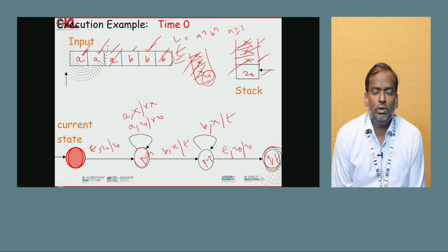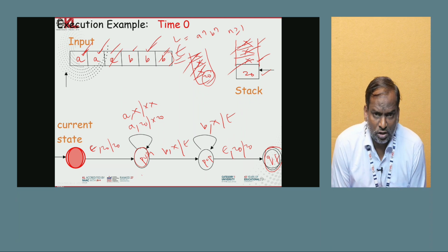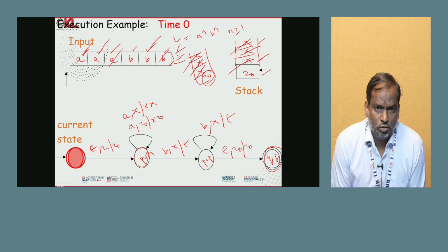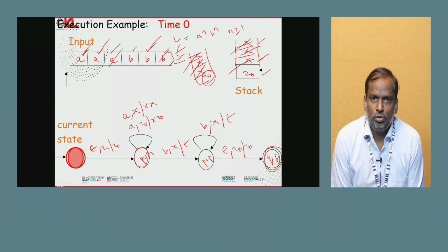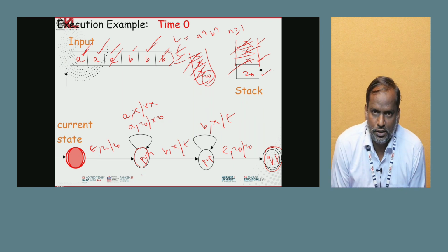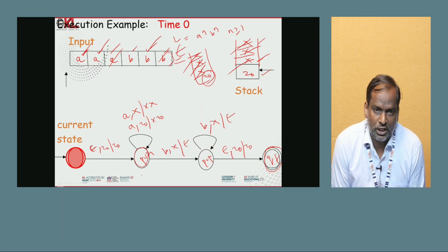Now I discussed two things. First, how to design a pushdown automata. Second, context-free language recognition. Here the language is a power n, b power n. It means n a's followed by n b's, like 2 a's followed by 2 b's, 3 a's followed by 3 b's. Like that, this is the language, right?